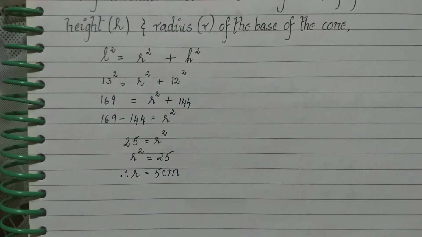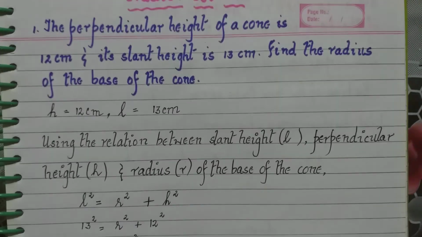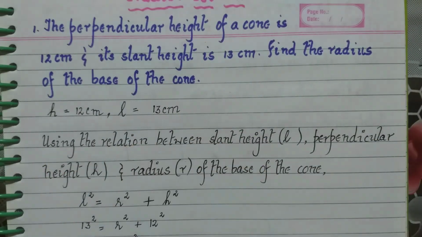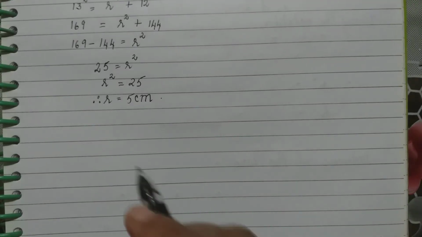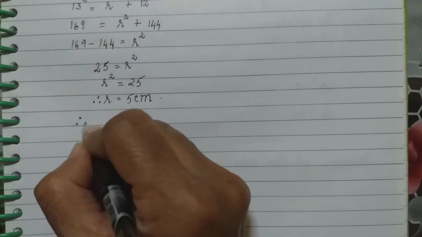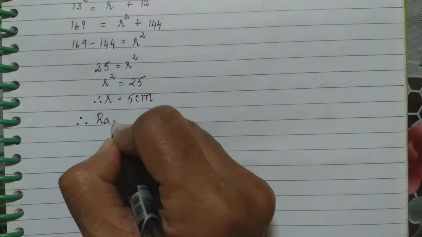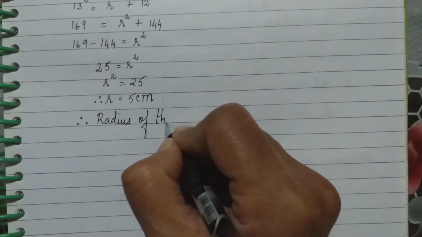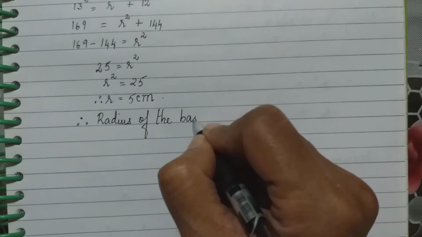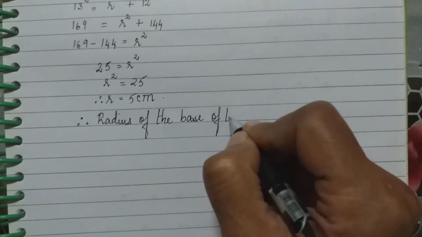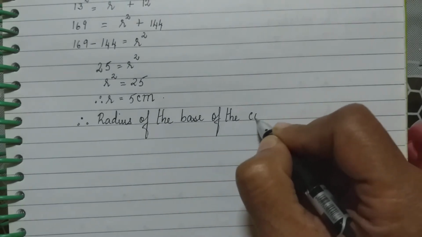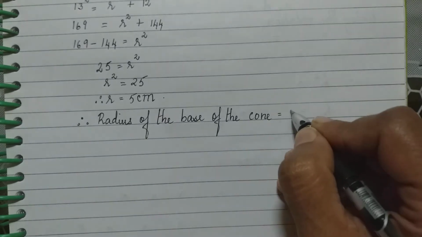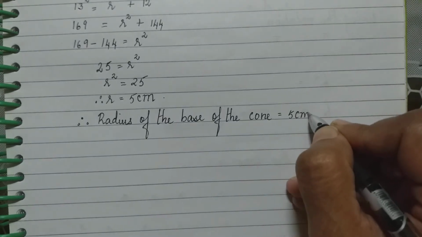So, the question was to find the radius of the base of the cone. So, we write now, therefore, radius of the base of the cone is equal to 5 centimeter.